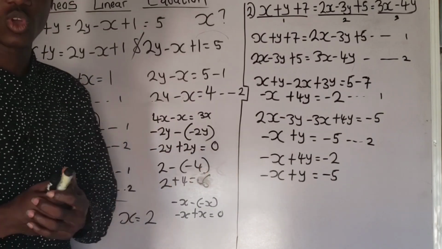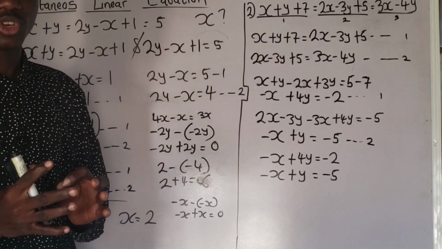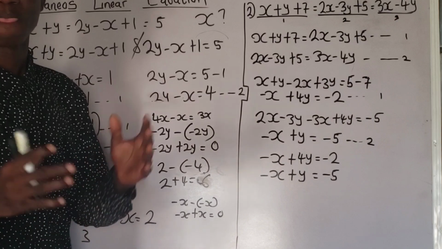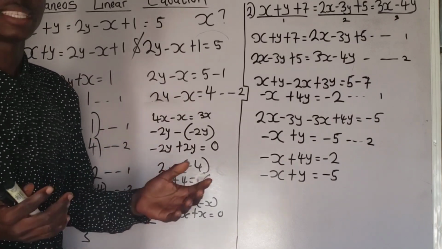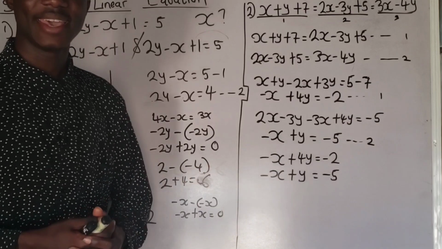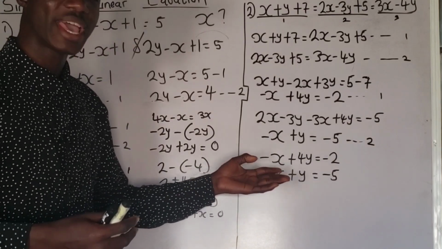But regarding this question, I'm going to be using the elimination method. Do you understand? If you want to use the elimination method to solve this question, the first step is to what? Identify the unknown that you want to eliminate. In this case, we have x and y, the unknowns x and y.